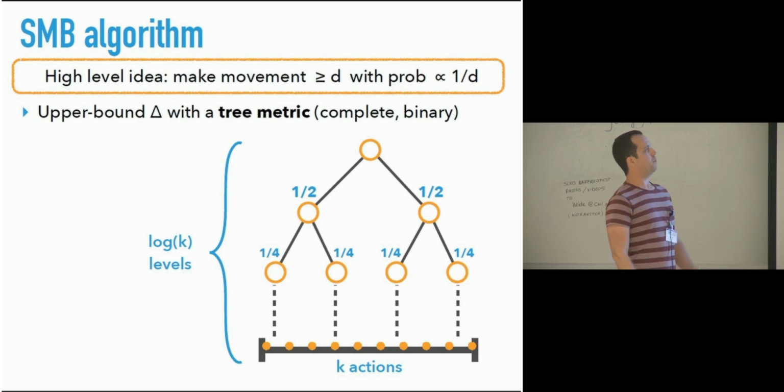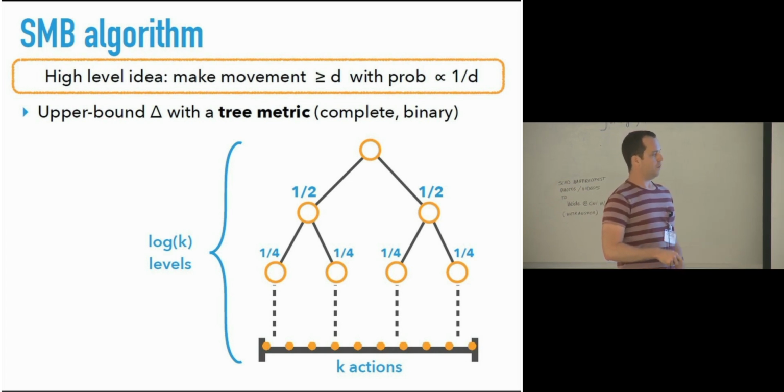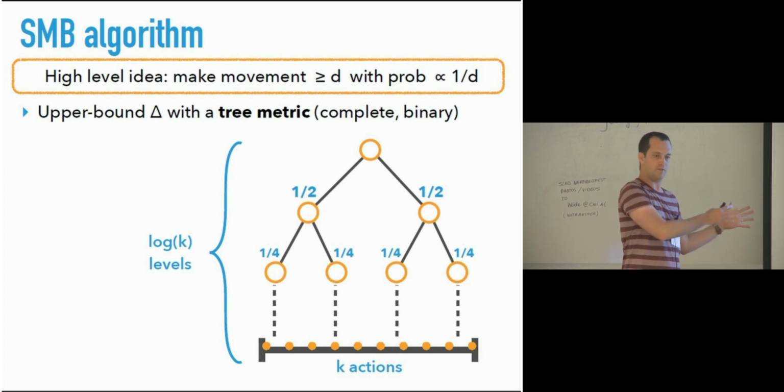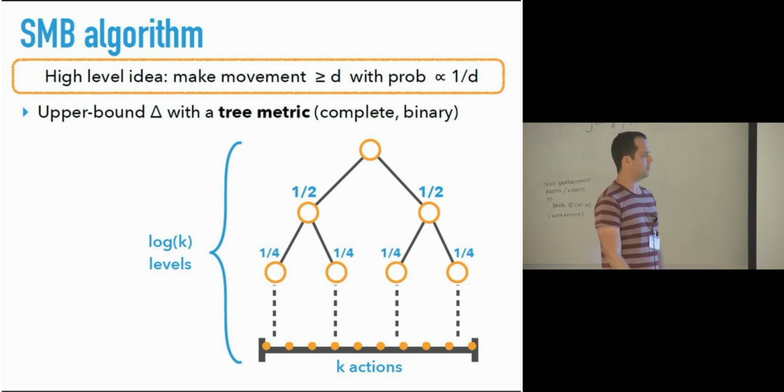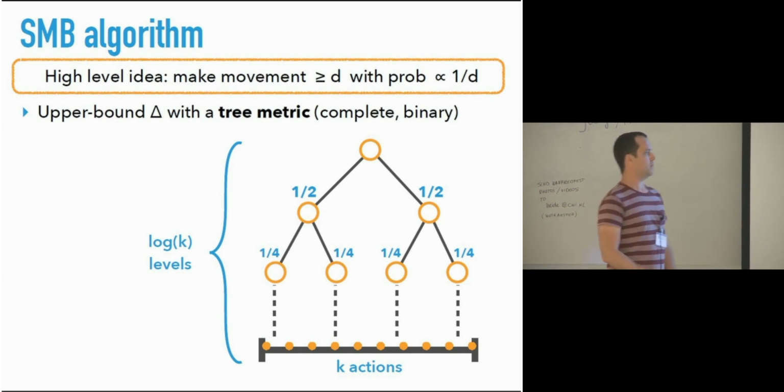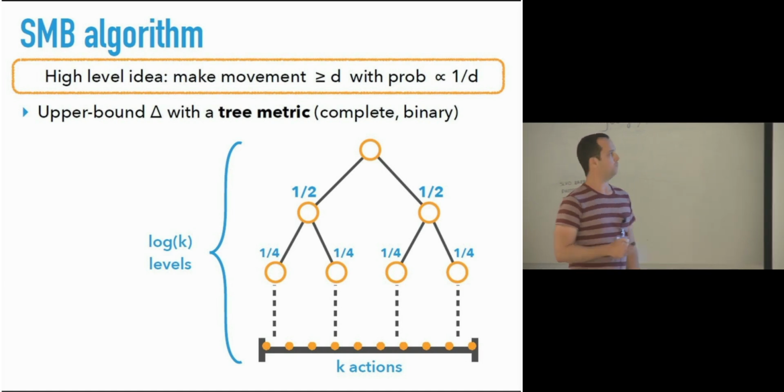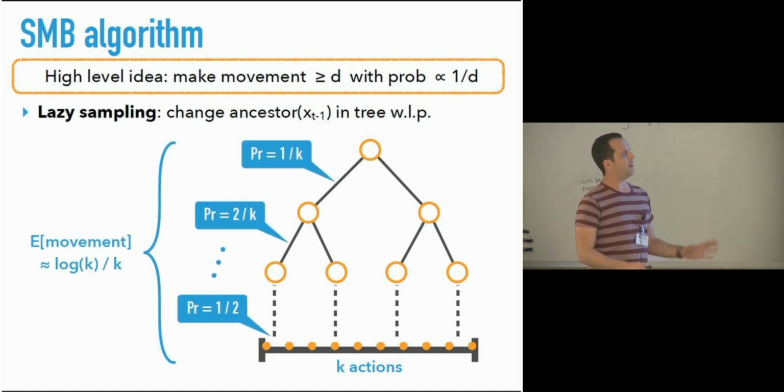So first, as a first step, we will upper bound the metric delta with a tree metric, where the tree is a complete binary tree. We will take the k actions as leaves and build a full binary tree on top of them, where the left top subtree corresponds to the left half of the interval. The right one corresponds to the right side of the interval, and so forth. So the tree has log k levels.